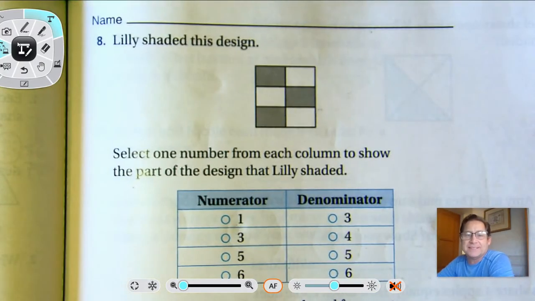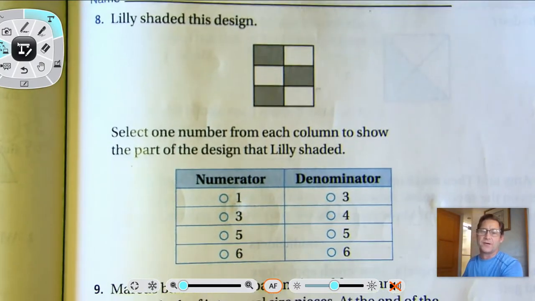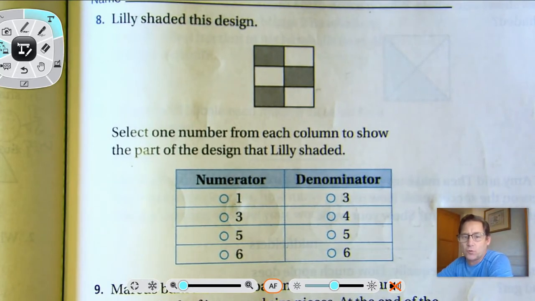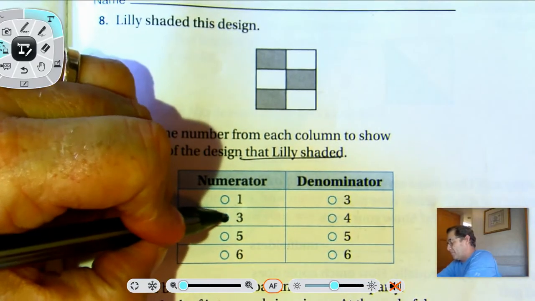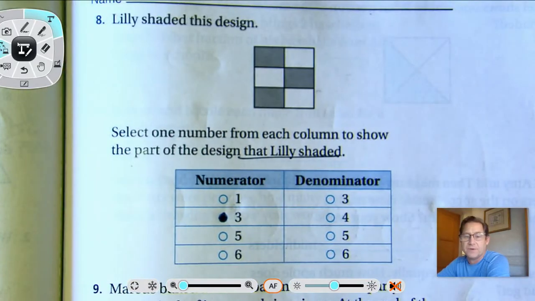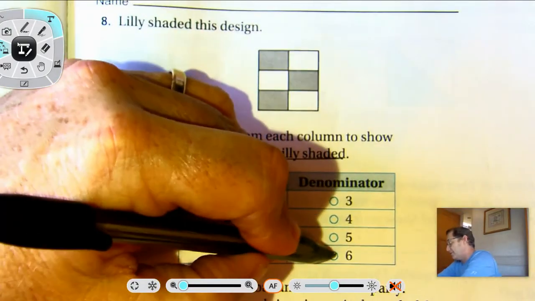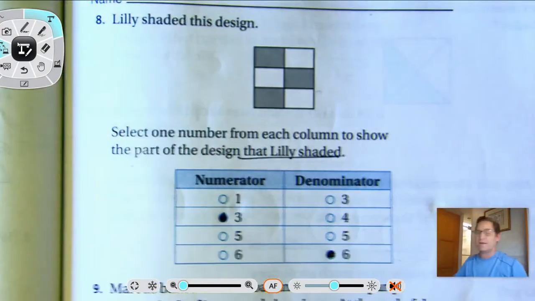Lily shaded this design. All right, so I see 3 parts shaded out of 6 total pieces. Select one number from each column to show the part of the design that Lily shaded. So she shaded 3 parts. That's the numerator. That's how many parts are shaded. The denominator is how many equal parts there were. So there were 6 equal parts.